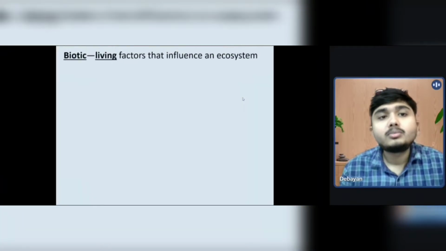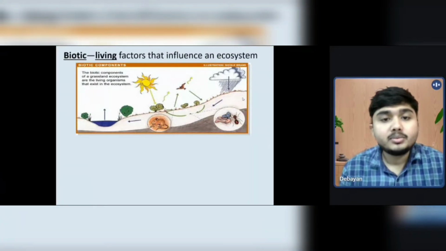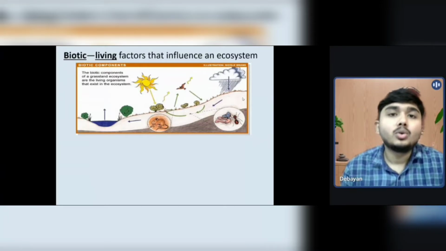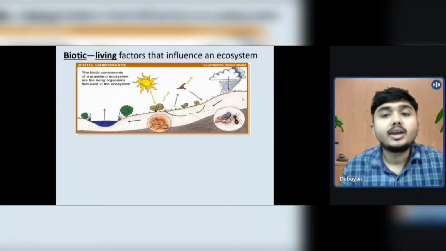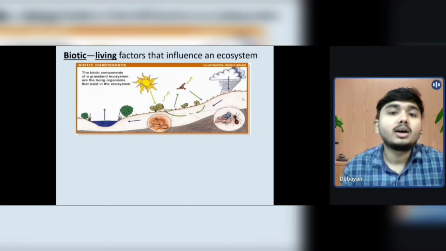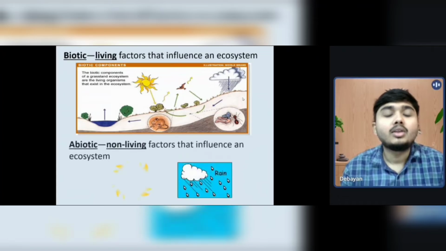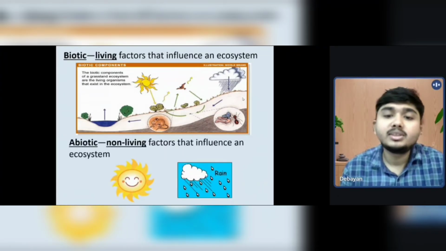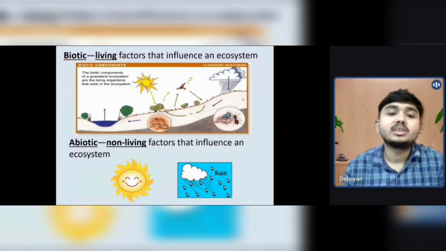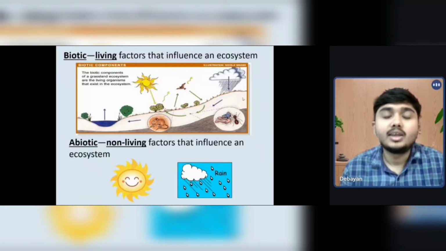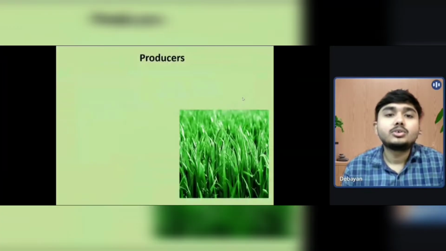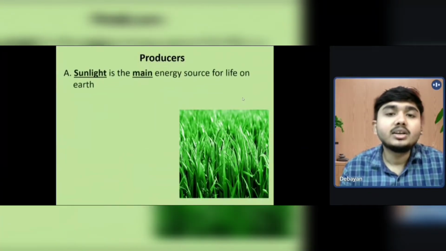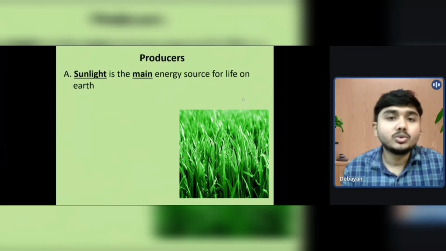What are the biotic components? Biotic components means human, goat, trees, rat, ant, snail, birds, etc. That means those who are living organisms. And what are the abiotic components? That means rain, humidity, temperature, air, etc.